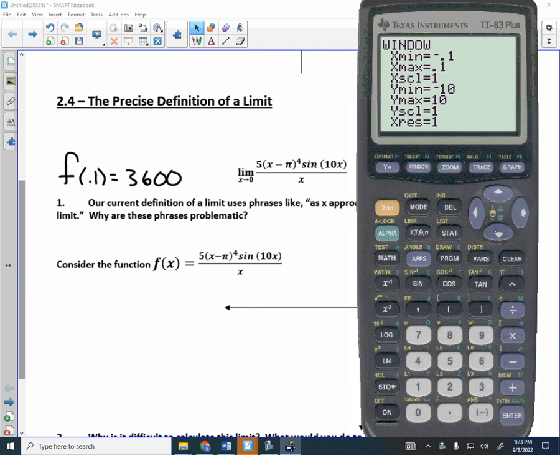How about the y value? What are our y values around? 3,600. So I'm going to put the y minimum at 3,590, and the y maximum at 3,610. And let's see if that gives me a little bit better window. And if it doesn't, we'll have to adjust again. Let's see if that shows us anything.